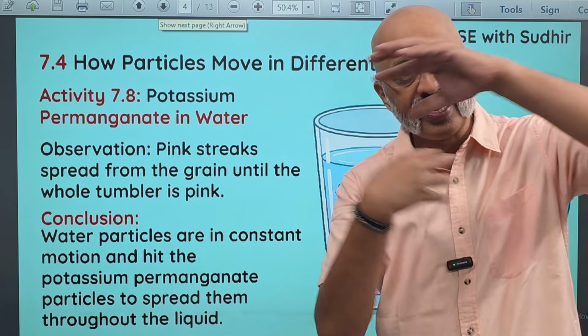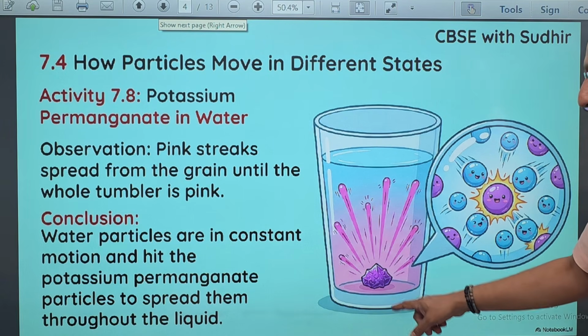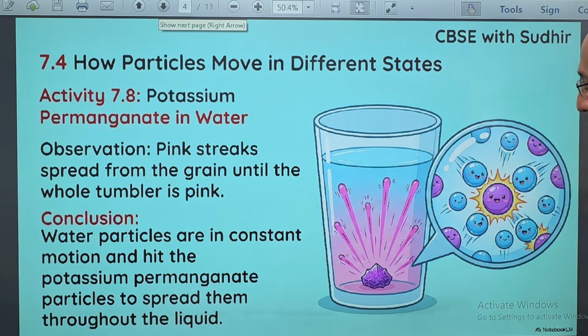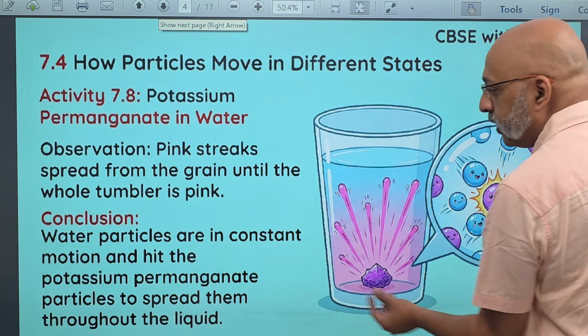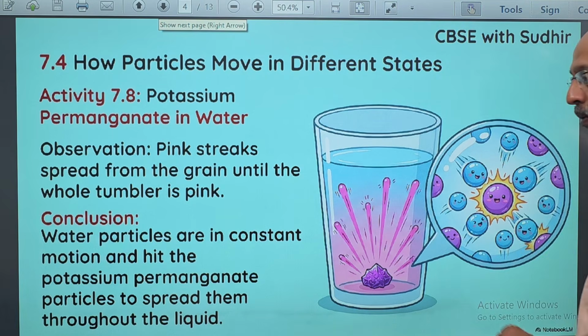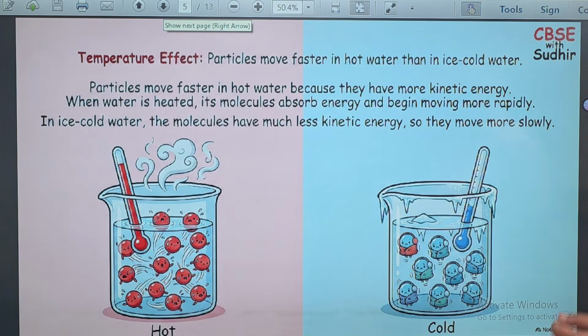We have seen they are constantly slipping past each other, and they hit the potassium permanganate streak, which is a solid, to spread them throughout the liquid. And from there, they take it and they spread it across the liquid. And very soon, the entire water becomes purple in color.